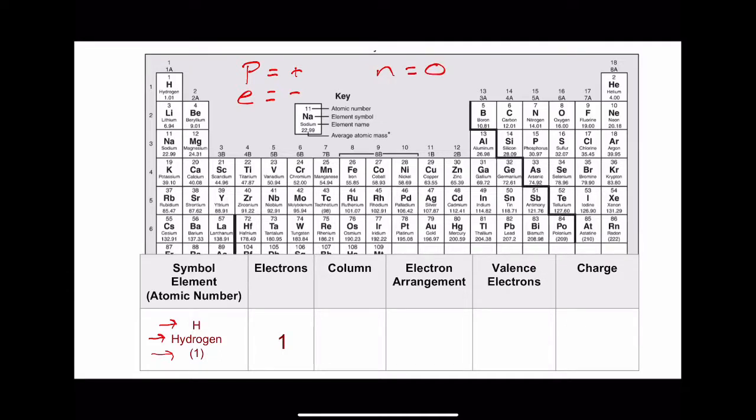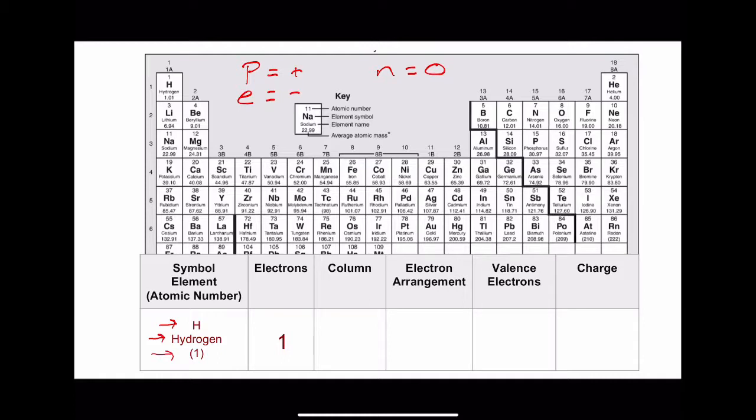So the protons are what are in the nucleus. And the nucleus of hydrogen contains 1 proton. Therefore, to balance that charge out, because we know that all elements as we see them on the periodic table are neutral or have no net charge, we know that we have to have 1 electron to be able to balance out that charge.